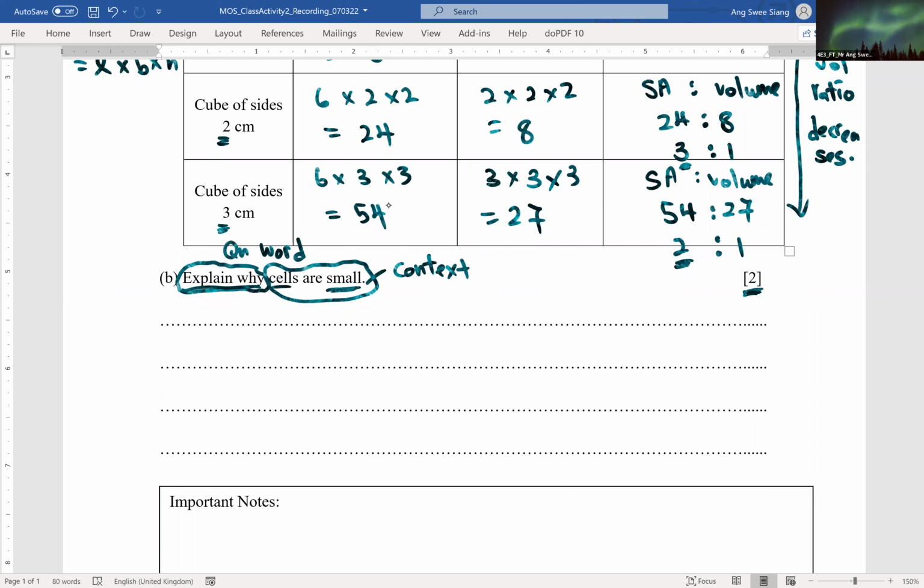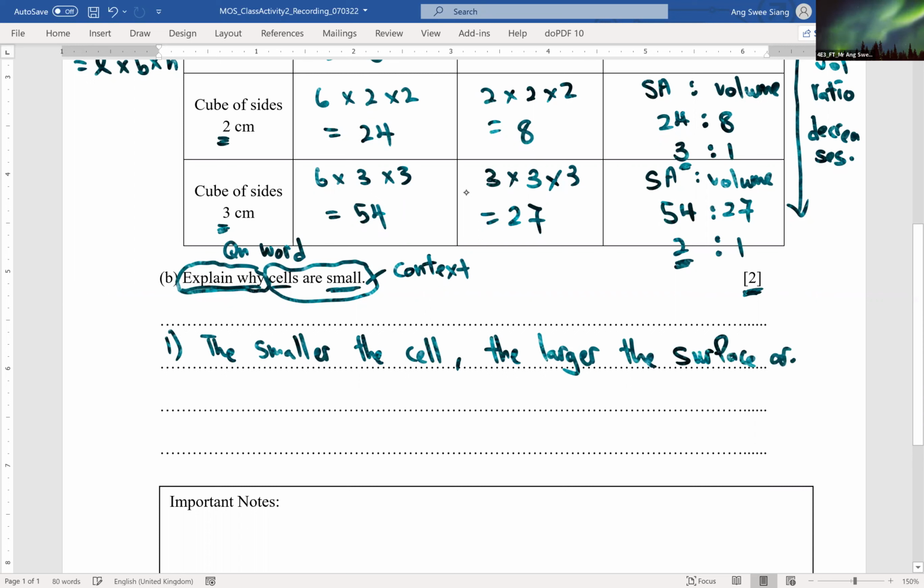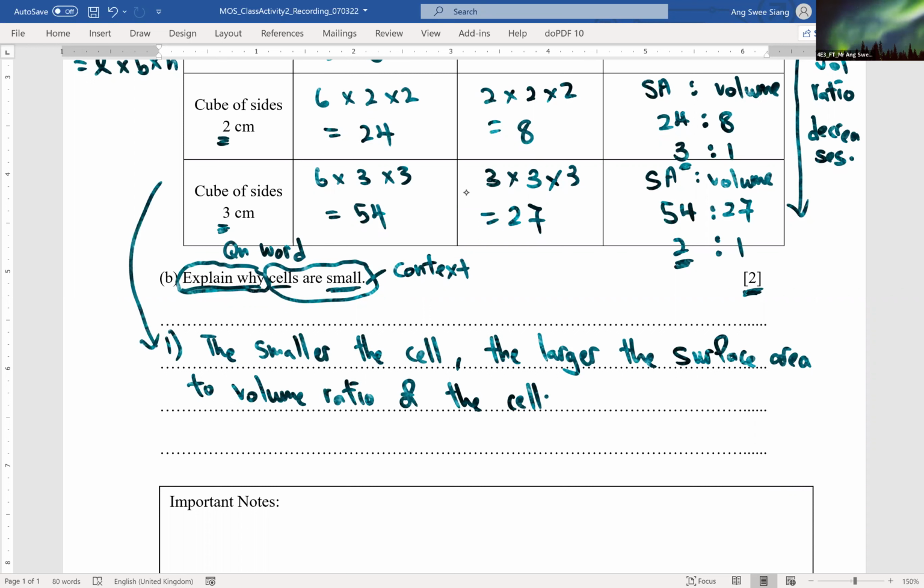So the first thing that you can write is, the smaller the cell, the larger the surface area to volume ratio of the cell. Actually, for the first point, you can reach this conclusion from 1A. Based on the calculation that we did in 1A, it actually helps you to come up with the first point. The smaller the cell, the larger the surface area to volume ratio of the cell. And you are not done because you have 2 marks. So you need to write at least 1 more thing. In fact, you can write two other things.